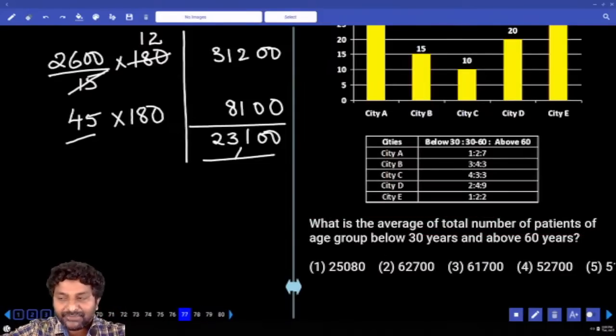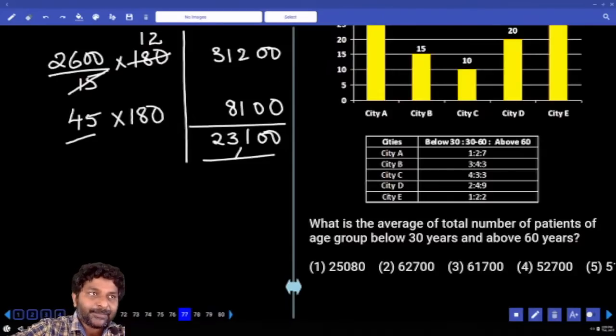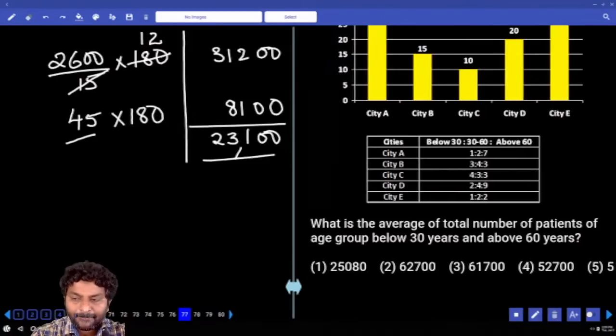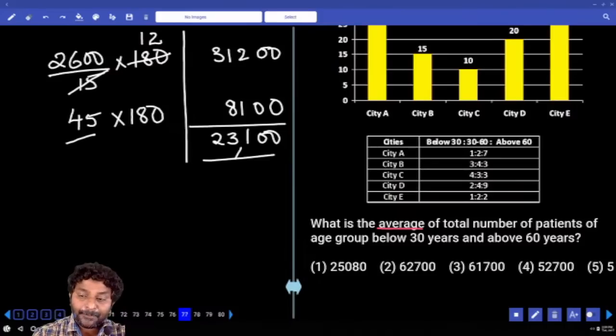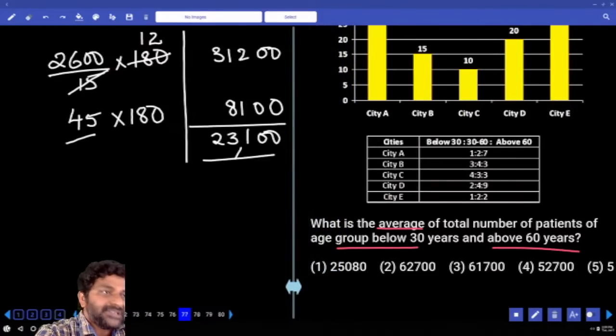What is the average of total number of patients of the age group below 30 and above 60? What did they ask? Average, right? For whom? Below 30, above 60. So in total we have to concentrate on how many categories here? Two categories, right?